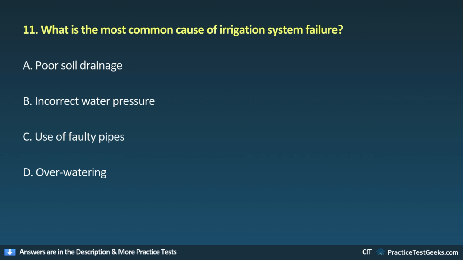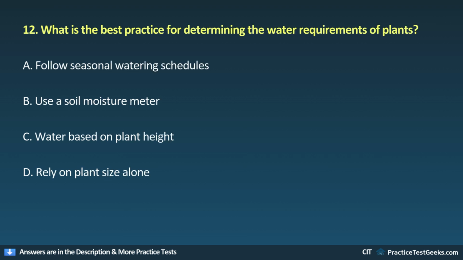11. What is the most common cause of irrigation system failure? A. Poor soil drainage. B. Incorrect water pressure. C. Use of faulty pipes. D. Overwatering.